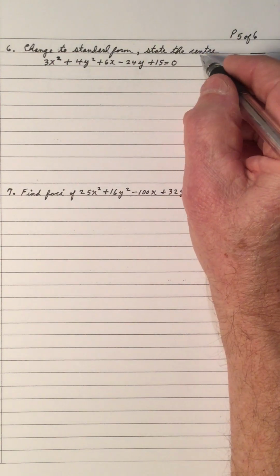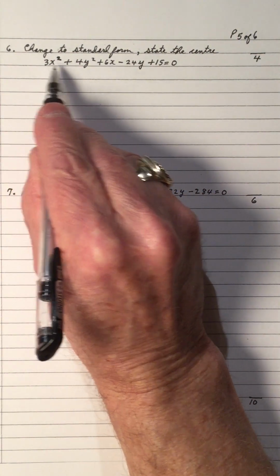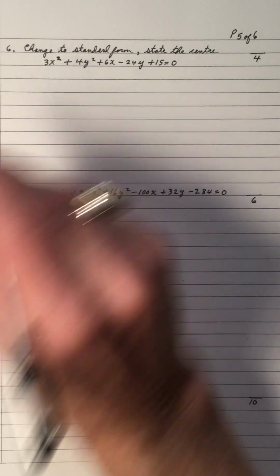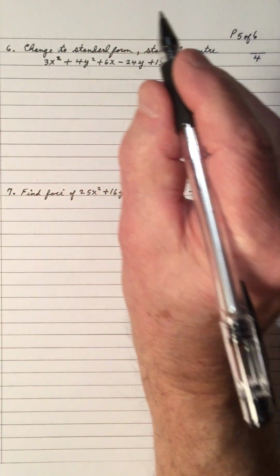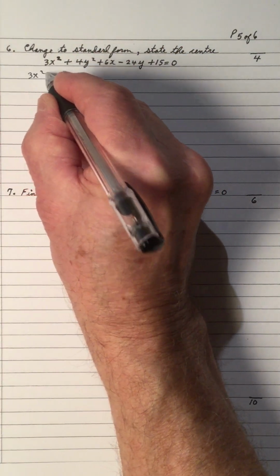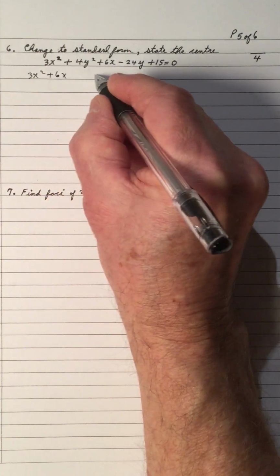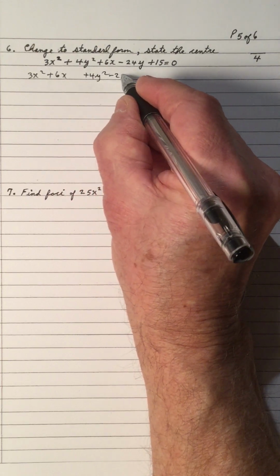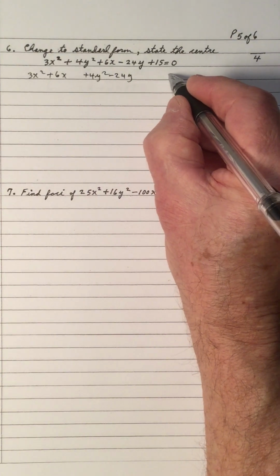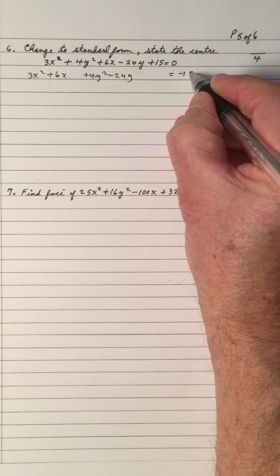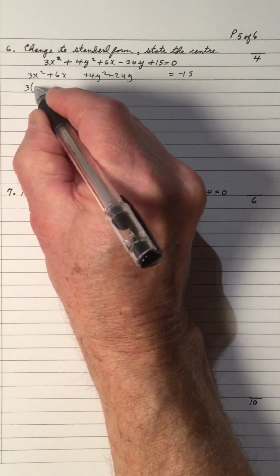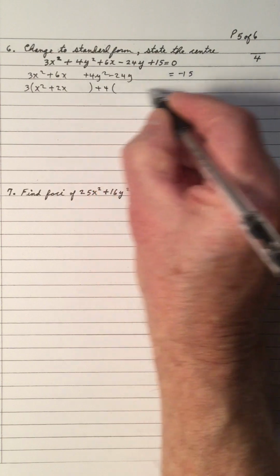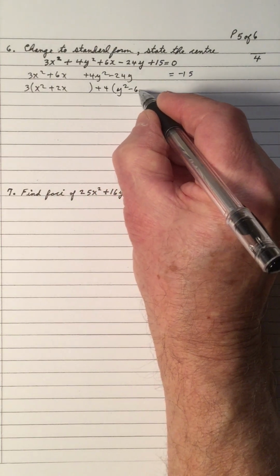Change to standard form, state the center. This is an ellipse because you got an x squared and y squared. You got a plus between the x squared and y squared, and the a and the b are not equal. So this is an ellipse, so we'll group the x's. We'll group the y's. And we'll move the 15 over to make it a minus 15. So we'll take the 3 out, x squared plus 2x. We'll factor out the 4, y squared minus 6y.